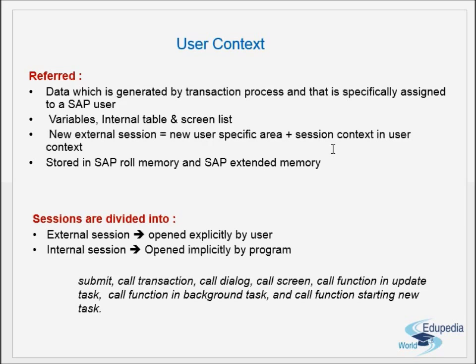So these are all the different types of sessions, external or internal. User context means the information pertaining to a specific user, which has all the details, like the user ID, which transaction he is processing, which report, all the variables, all the internal tables, everything. When you open a screen, internally it has so many screen elements, so it contains all the information about that along with the user ID. That is known as the user context, and that user context is stored in the role memory and the extended memory.